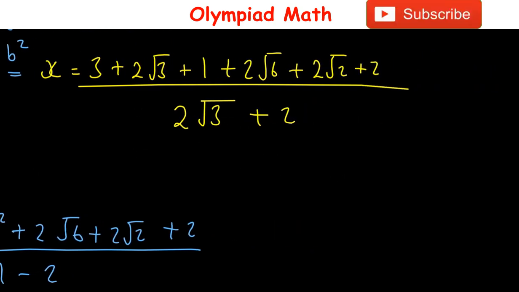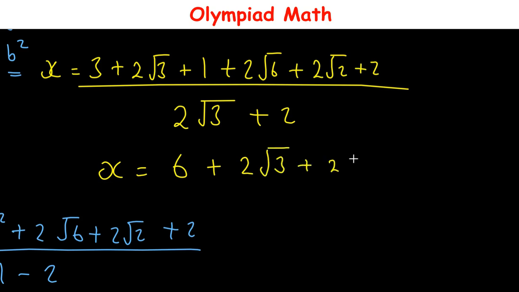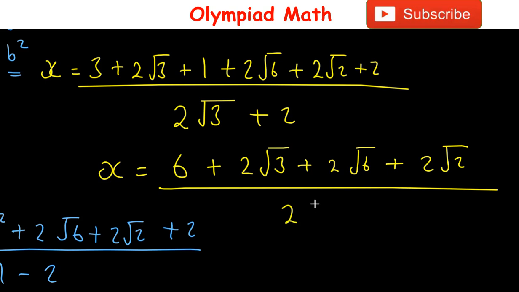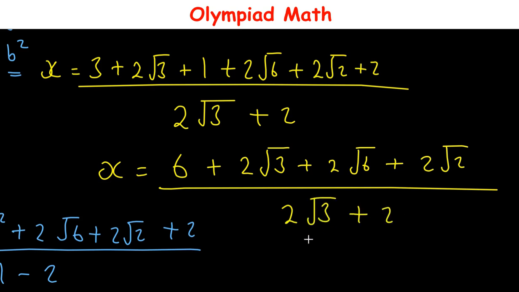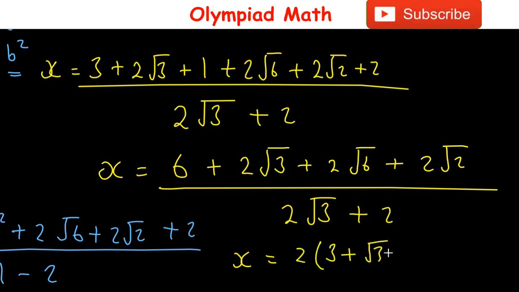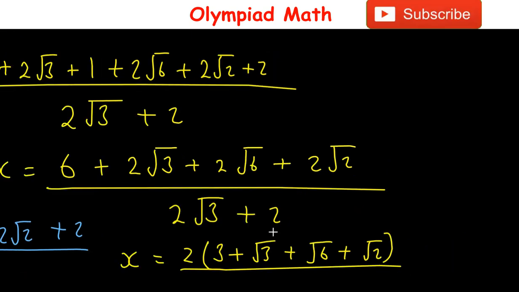Next, the value of x, that x is equal to 3 plus 1, 4, then plus 2 is 6, then plus we have 2 times square root of 3 plus 2 times square root of 6 plus 2 times square root of 2, all divided by 2 times square root of 3 plus 2. Next, the value of x is equal to, factorize out 2 from the numerator, we have 2 into bracket 3 plus square root of 3 plus square root of 6 plus square root of 2 divided by, also factorize out 2 from the denominator, we have 2 into brackets square root of 3 plus 1.